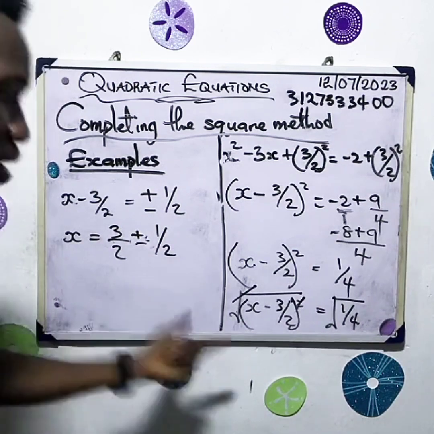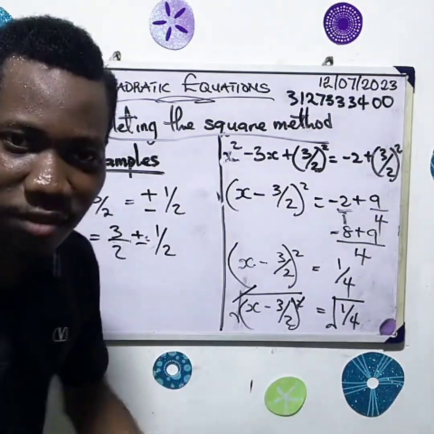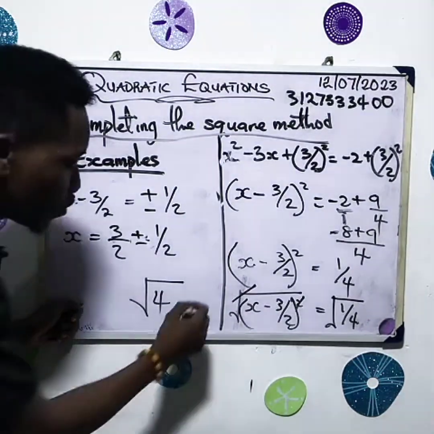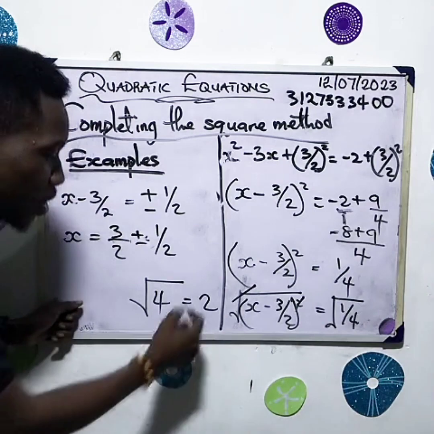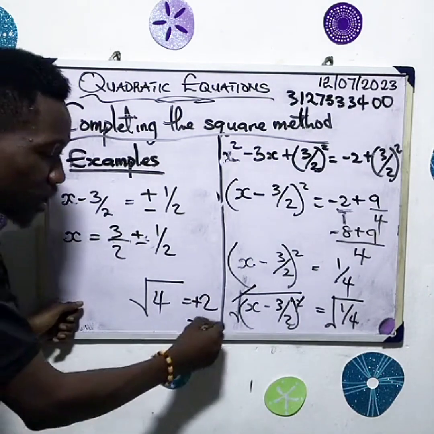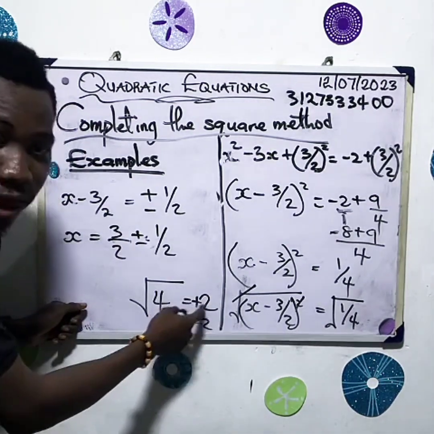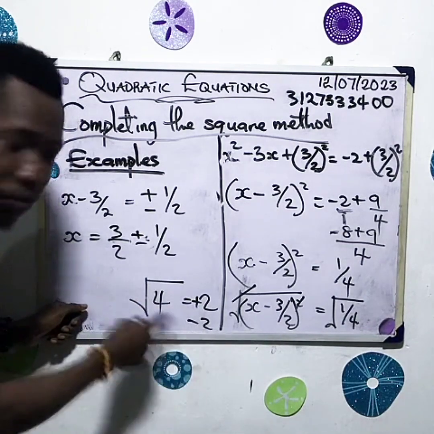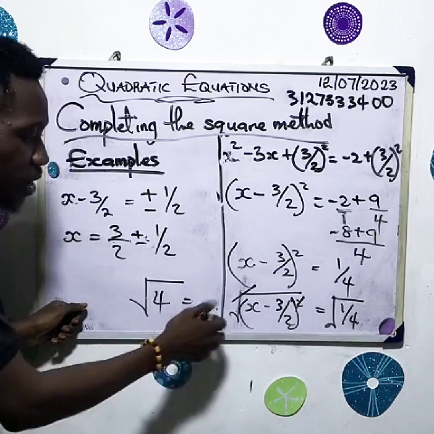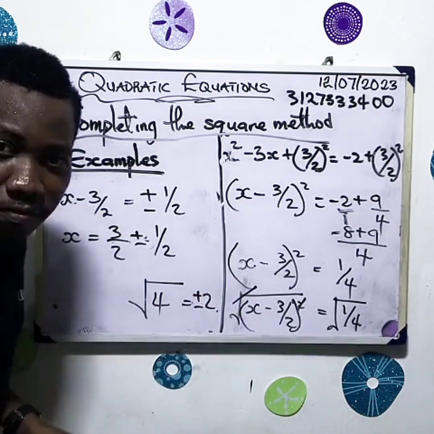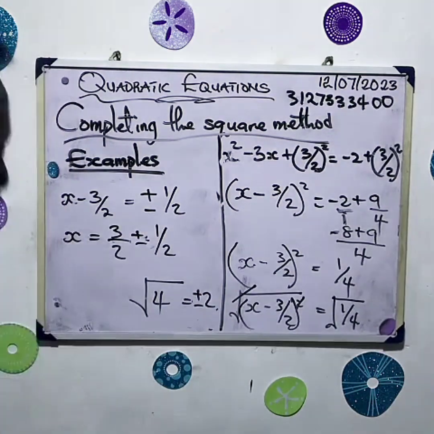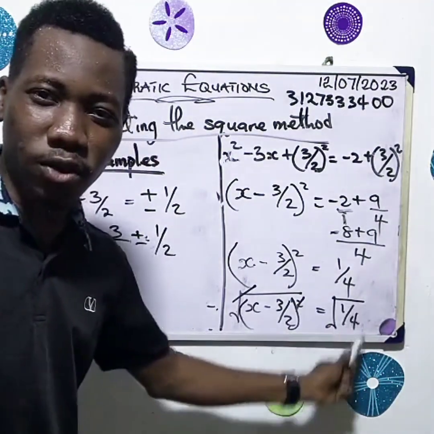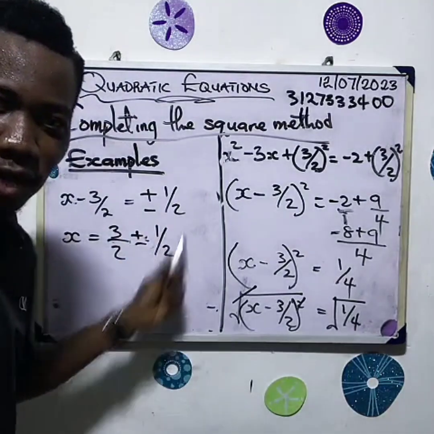Why is it plus or minus? I explained that. The square root of any number: the square root of 4 is not just 2. The square root of 4 is positive 2. It could also be negative 2. Because plus 2 times plus 2 will give us 4, and because minus 2 times minus 2 will give us 4. So the square root of 4 is plus or minus 2. That's why we have plus or minus 1 over 2, because the square root of 1 over 4 is plus or minus 1 over 2.